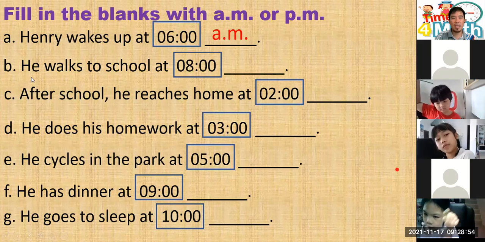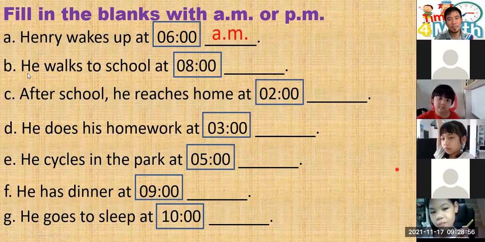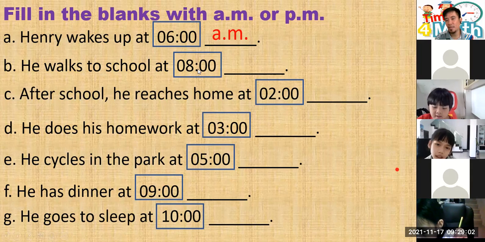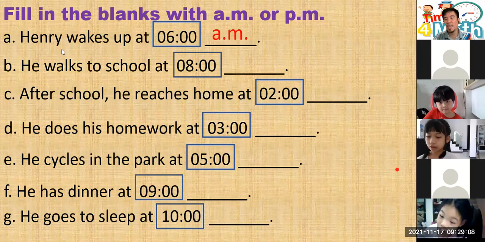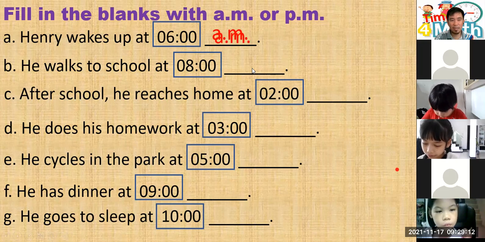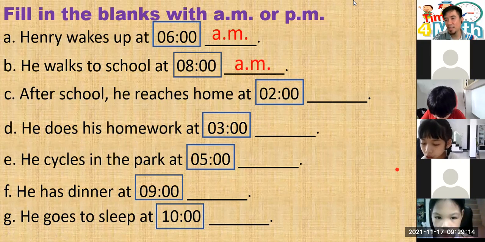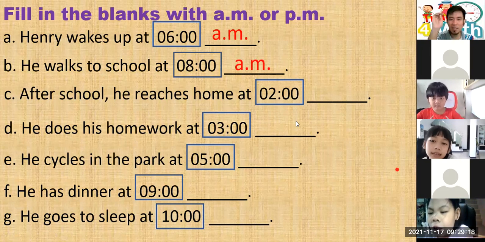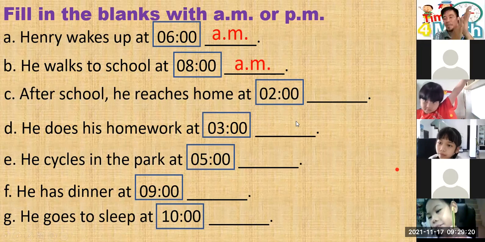Letter B. He walks. Ready, go. He walked to school at 8 a.m. Okay, because in the morning, right? So he walks to school at 8 a.m. That means in the morning. That's in the morning. Okay, it's very easy. Pencils up.